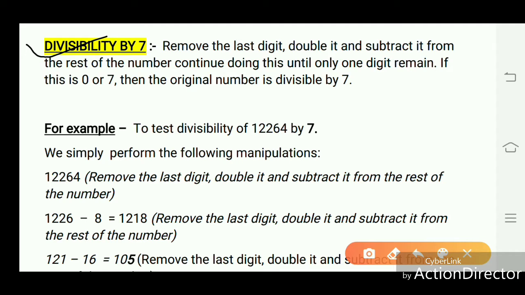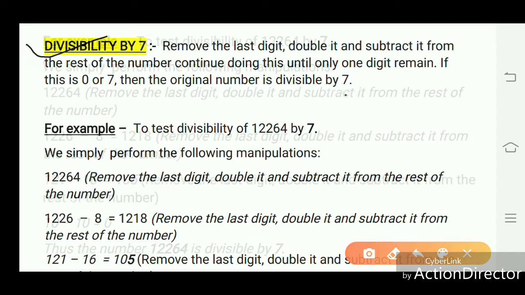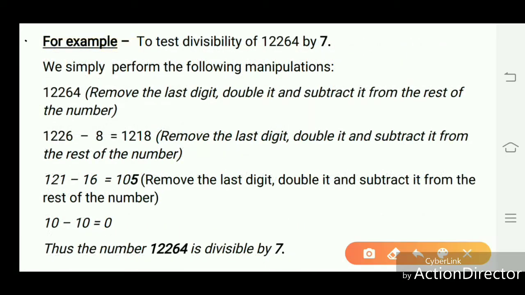Remove the last digit, double it, and subtract it from the rest of the number. Continue doing this until only one digit remains. If this is 0 or 7, then the original number is divisible by 7. For example, to test divisibility of 12,264 by 7, we simply perform the following manipulations.